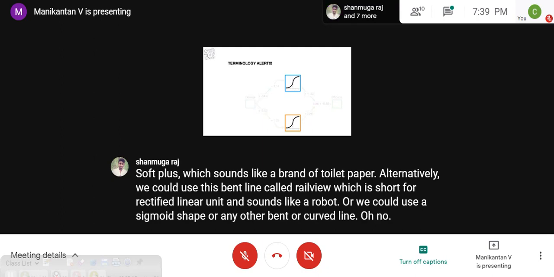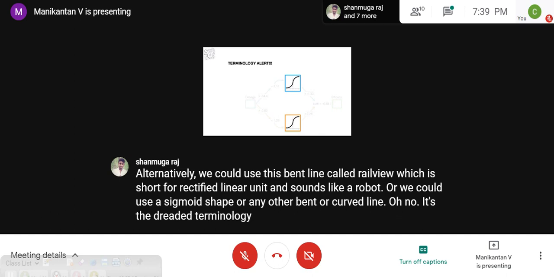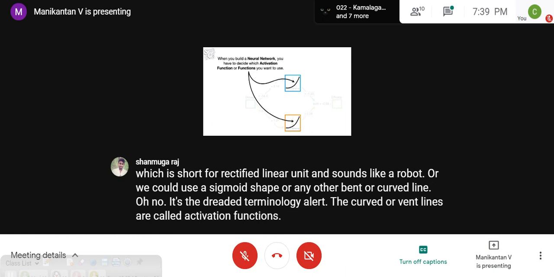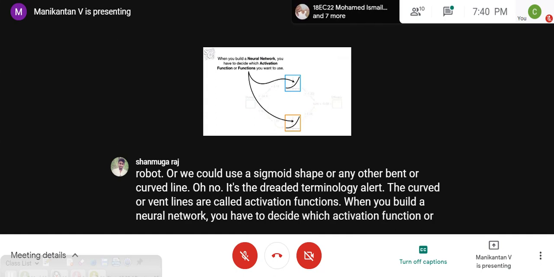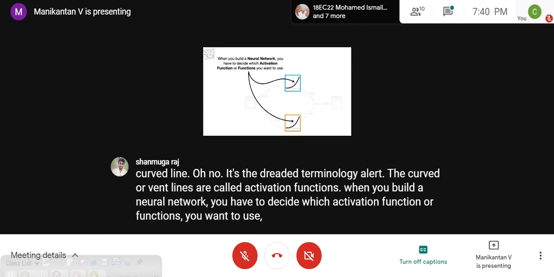Oh no, it's the dreaded terminology alert. The curved or bent lines are called activation functions. When you build a neural network, you have to decide which activation function or functions you want to use.